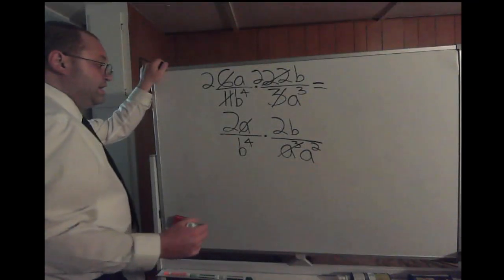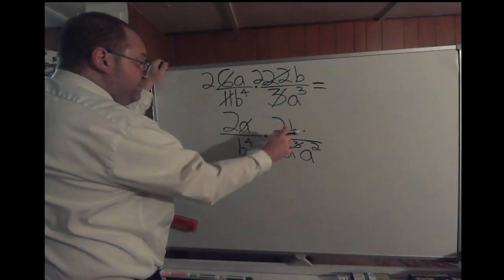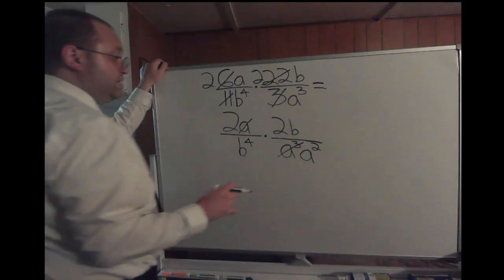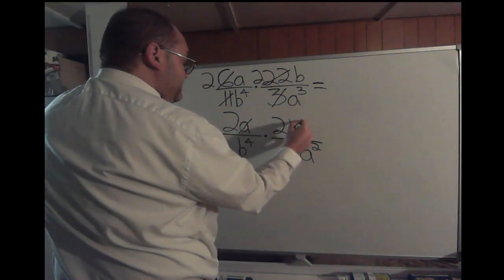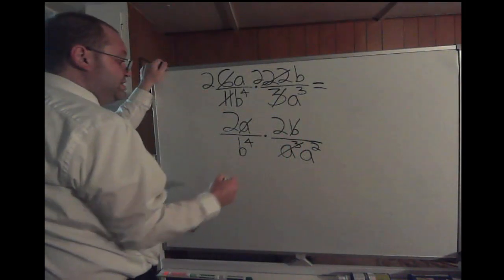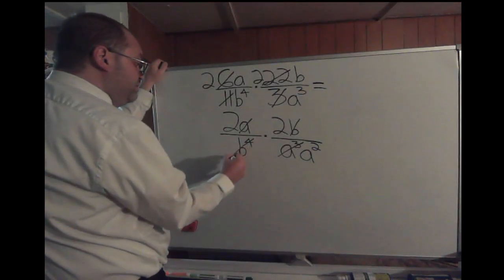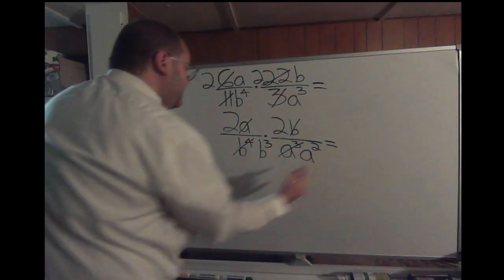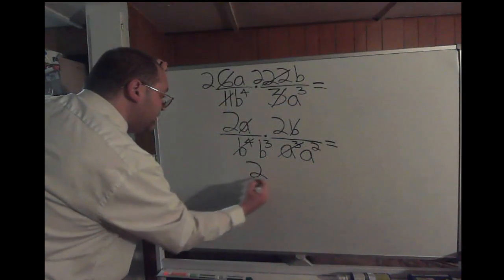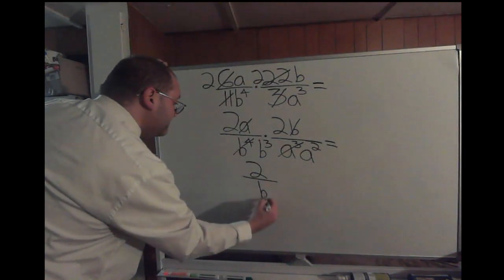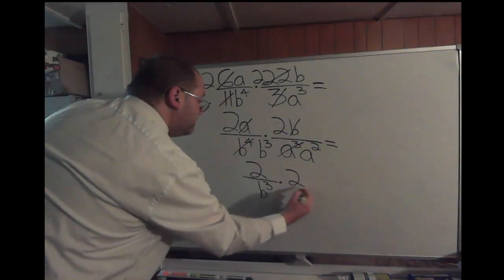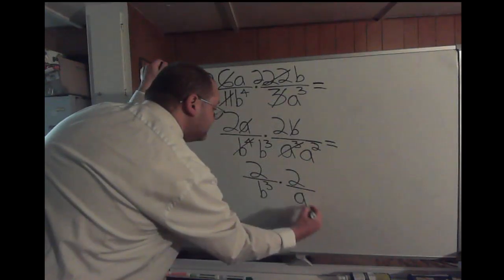Now, between the b and b to the fourth, b is your greatest common factor. So if you divide 2b by b, you're just left with 2. Divide b to the fourth by b, you would get b to the third. So what you are now left with is 2 over b to the third times 2 over a to the second.